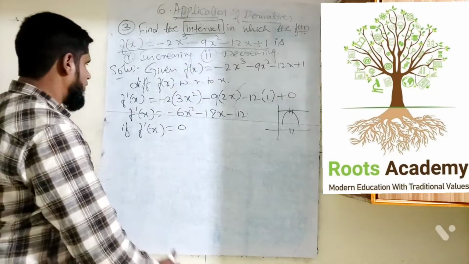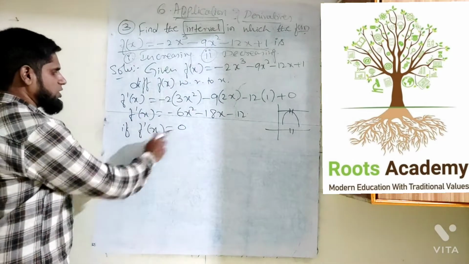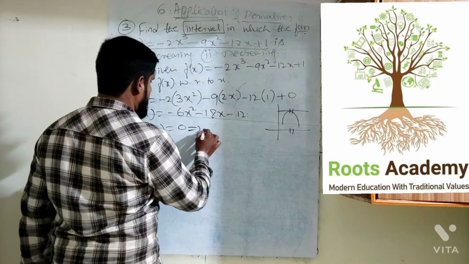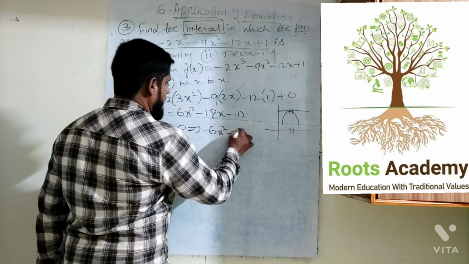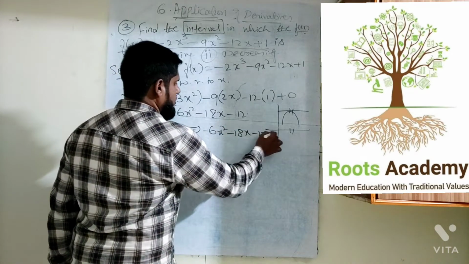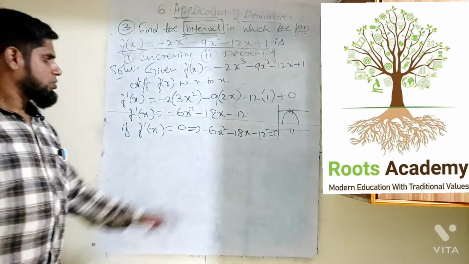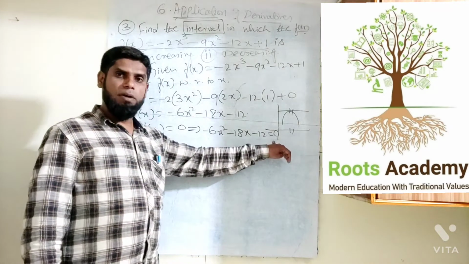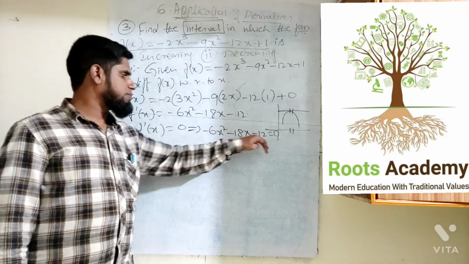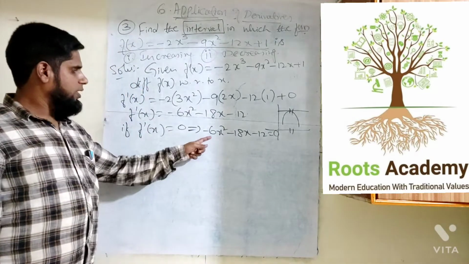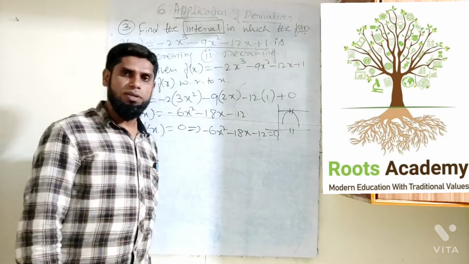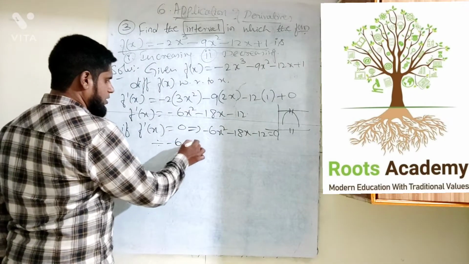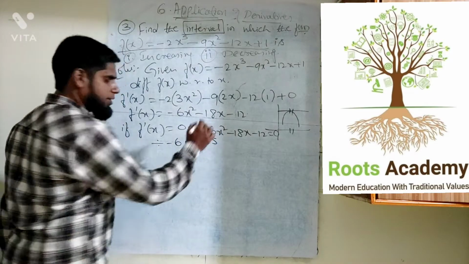Okay, let us move further. The moment I consider it as 0, this gives minus 6x square minus 18x minus 12 is equals to 0. Now here there are 3 terms, but all the 3 terms are divisible by minus 6: minus 6, minus 18, minus 12. So let me divide by minus 6 on both sides.